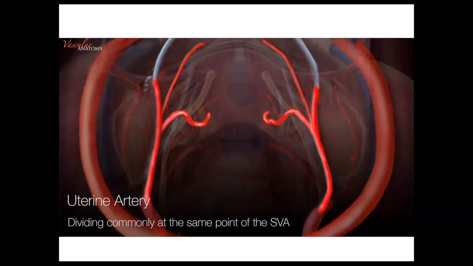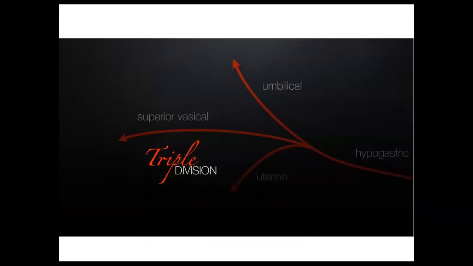And the first thin artery will be the superior vesical. The next one will be the uterine artery. So this is the triple division. You have the obliterated umbilical artery, the superior vesical artery, and the uterine artery.